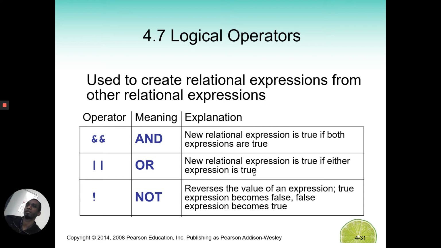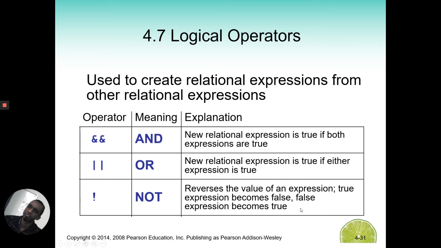So used to create a relational expression from other relational expressions. So you have the operator, the 2 ampersands mean and, so new relational expression is true if both expressions are true. You have the or, the two vertical lines. So this means or, so new relational expression is true if either expression is true. And then you have the not, the exclamation mark, which is the not, reverses the value of an expression.